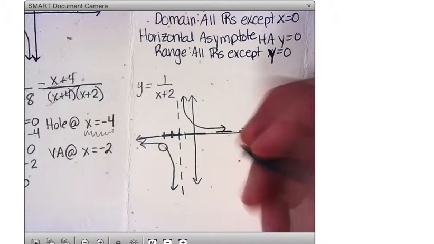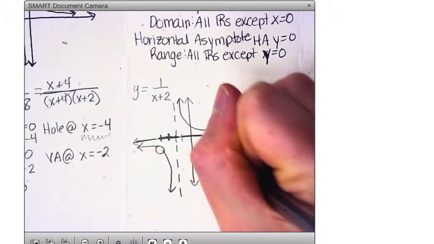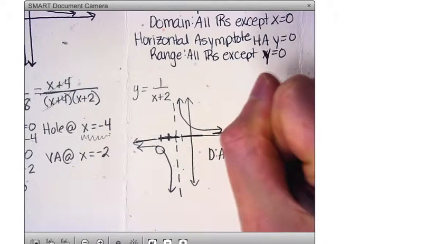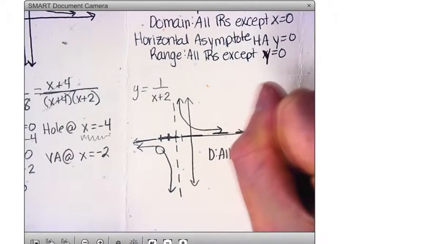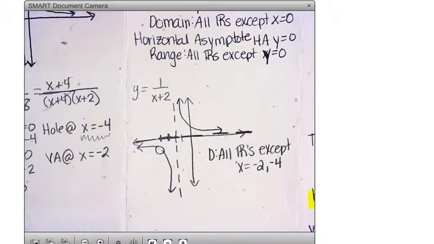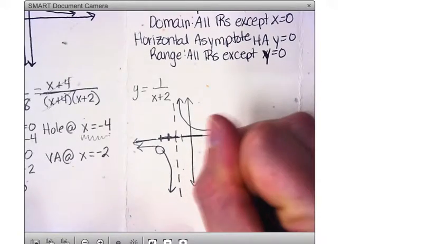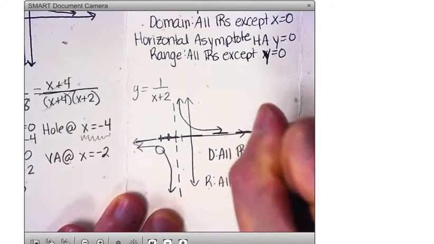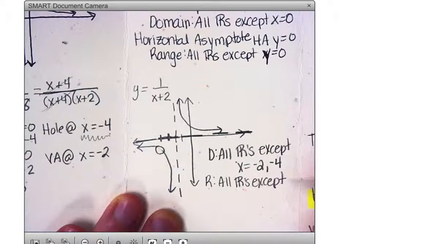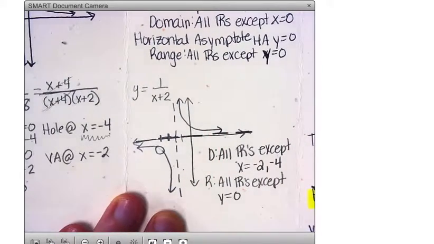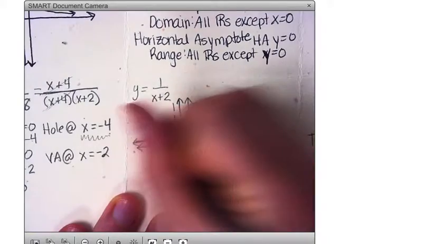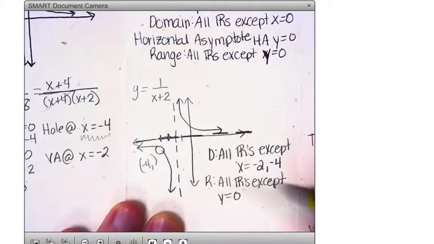Tell me what my domain is of this. Right. Except x equals -2 and -4. Stop moving. What's my range? It's all reals. Except, what can y not equal? 0. And there's one more because of that ordered pair. I'll show you how to find that tomorrow.